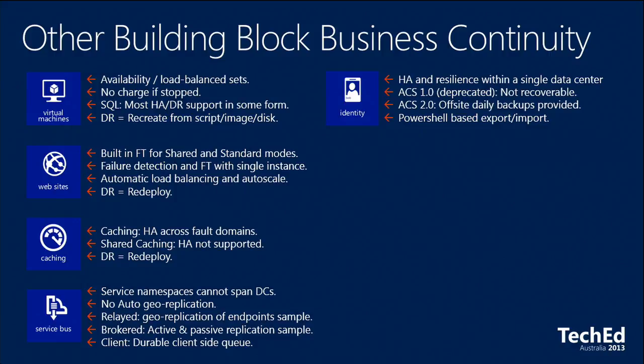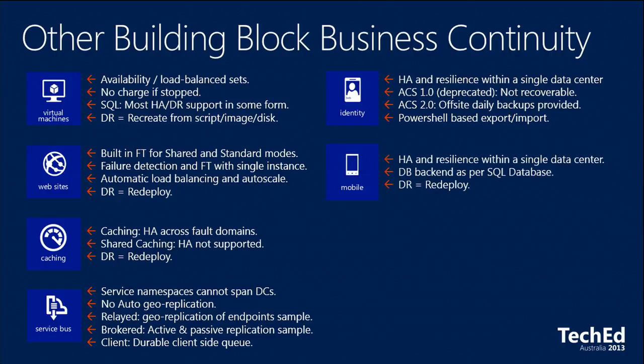Identity, being Access Control Service and Windows Azure Active Directory. So we have HA and resilience within a single data center. From a DR point of view, if you're using ACS 1.0 namespaces, there is no recovery of your data, and it's deprecated anyway, so you shouldn't be using it. ACS 2, we take offsite backups daily, right? So your RPO is going to be 24 hours. If you want a smaller RPO than that, we also have a bunch of PowerShell scripts which allow you to create your own backups for this.